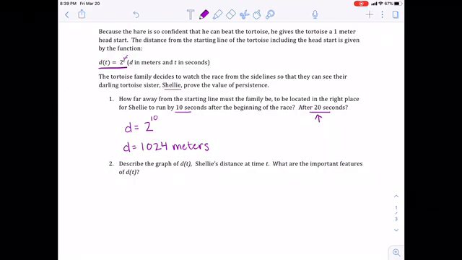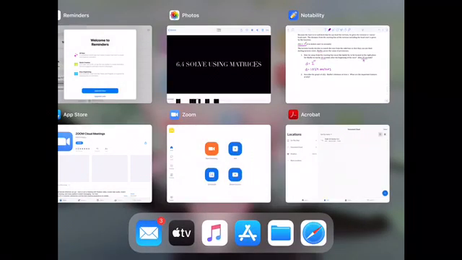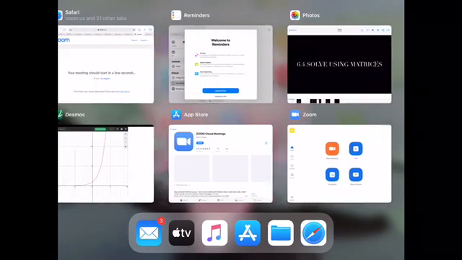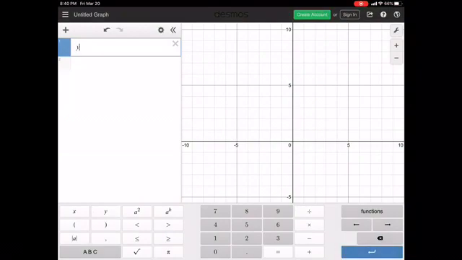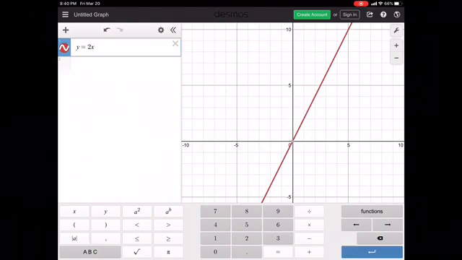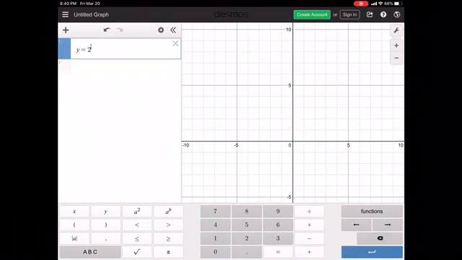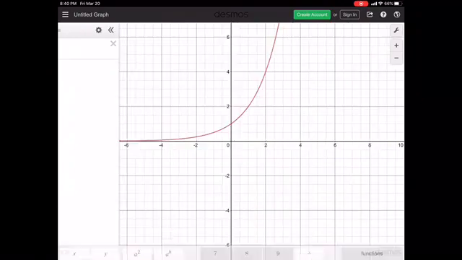Question 2 says to describe the graph of d of t, or Shelley's distance at time t. And we want to know what are the important features. So to do that, I graphed this on my Desmos, which is right here. Okay, so we have that y equals 2 to the x. I'm going to use x instead of t. So 2 to the x. There we go. And this is the graph right here.